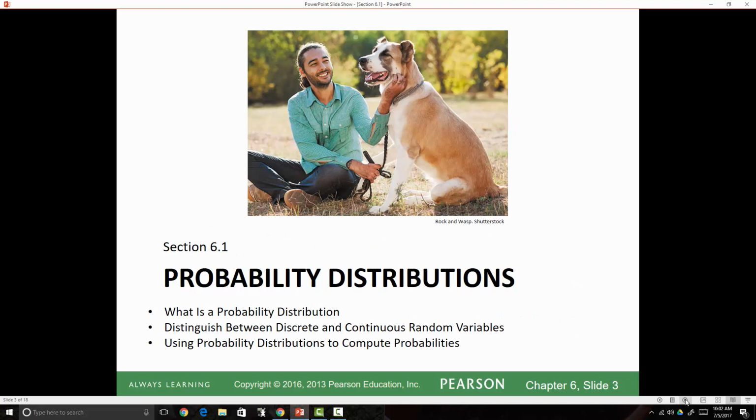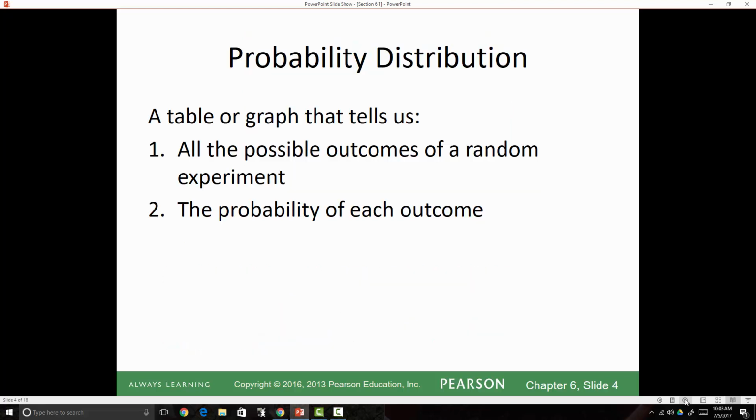So 6.1 is titled Probability Distributions. In this, we're going to look at what a probability distribution is. We want to be able to distinguish between discrete and continuous random variables, and be able to use probability distributions to compute probabilities. A probability distribution is a table or a graph that tells us two things: one, all the possible outcomes of a random experiment, and two, the probability of each outcome. A probability distribution is often called a probability distribution function, or a PDF.